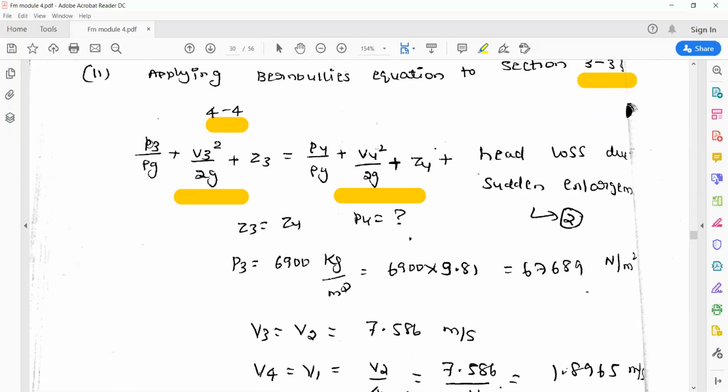So you know the value of P3, right? P3 is 6,900 kg per meter square. They are given. So kg has to be converted to Newton by multiplying with 9.81. All right, so that P3 value you can substitute, rho is 1000, G is 9.81. And V3, what is V3?